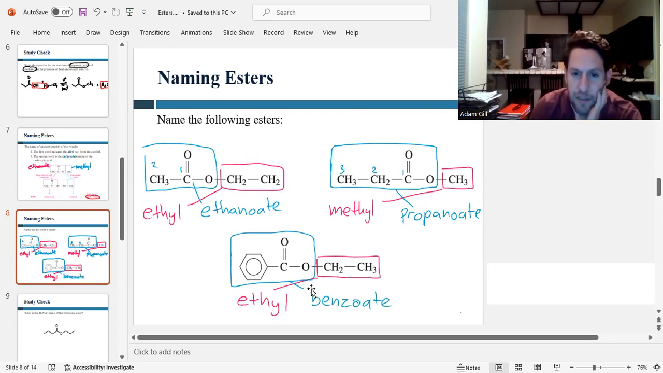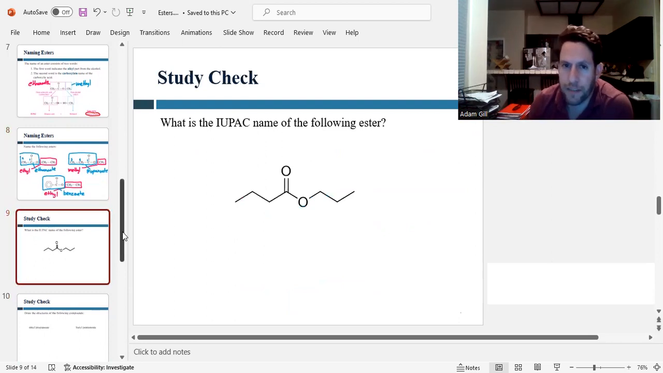The name of this ester is ethyl benzoate. Let's do one more practice. How would we name this ester? So this one's in skeletal form.